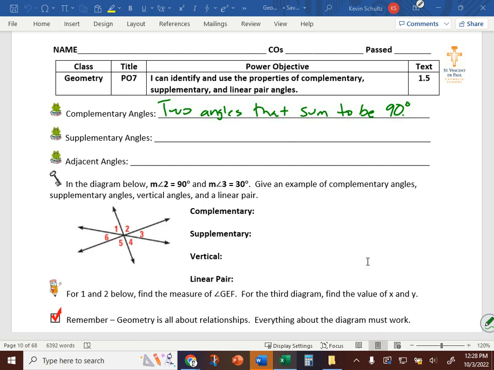Arlene? Yes, two angles that sum to be 180 degrees.